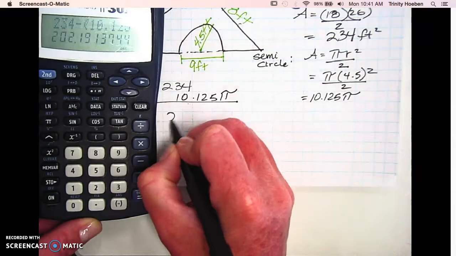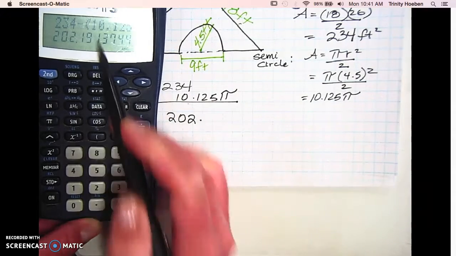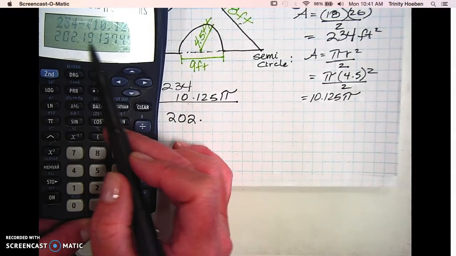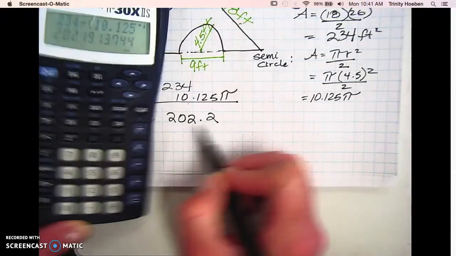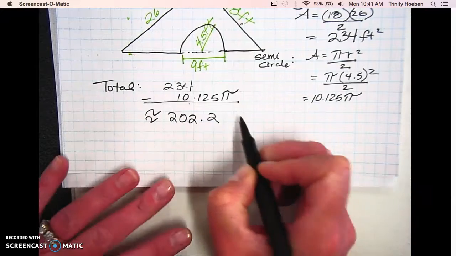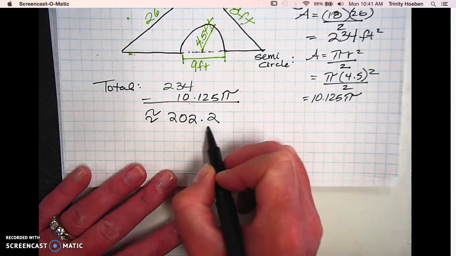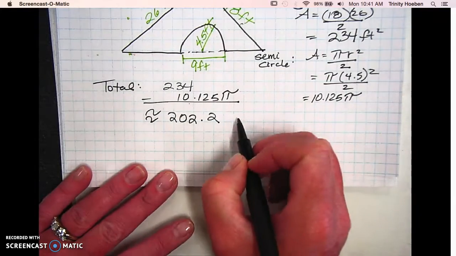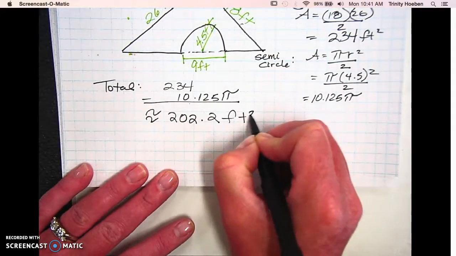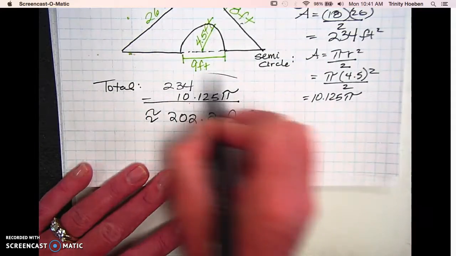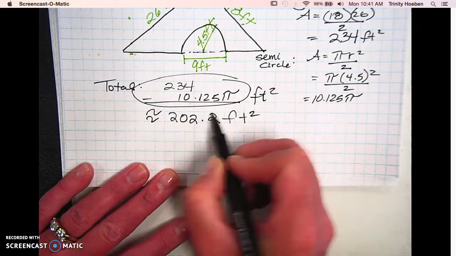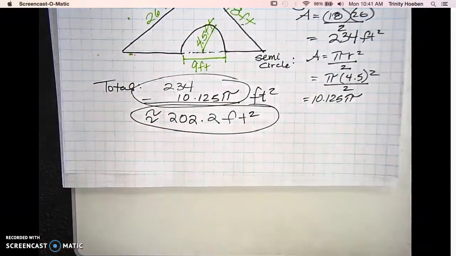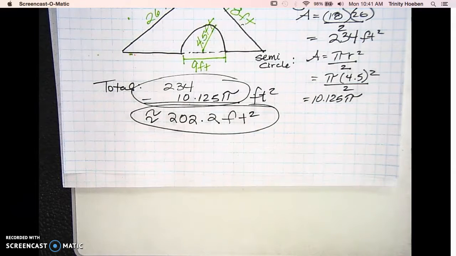I got 202. And then after the decimal point, there's a 1, but there's a 9 next to it, so we're going to round up to 0.2. So our approximate answer is going to be 202.2 feet squared. And this would be your pi answer if you're asked for a pi answer. So depending on which way is how you give it.